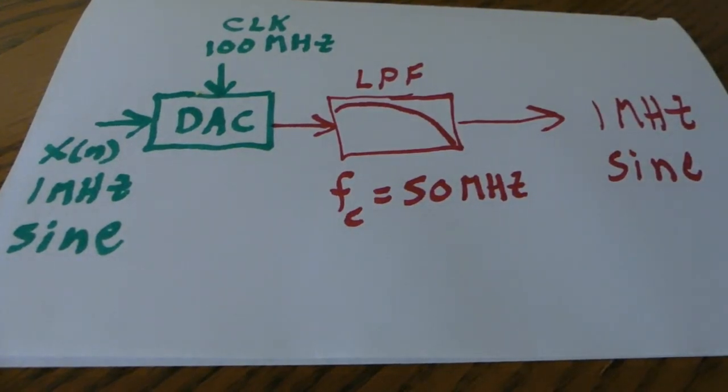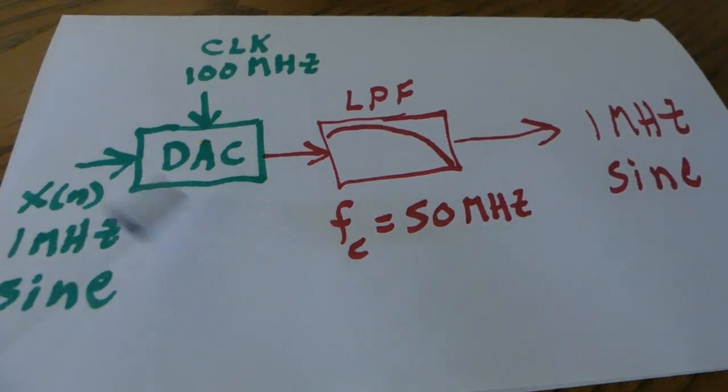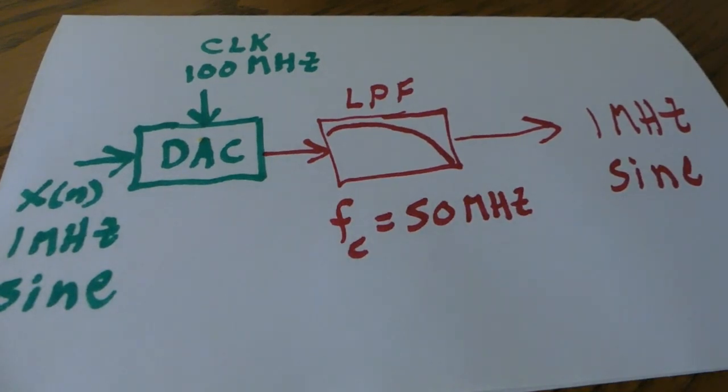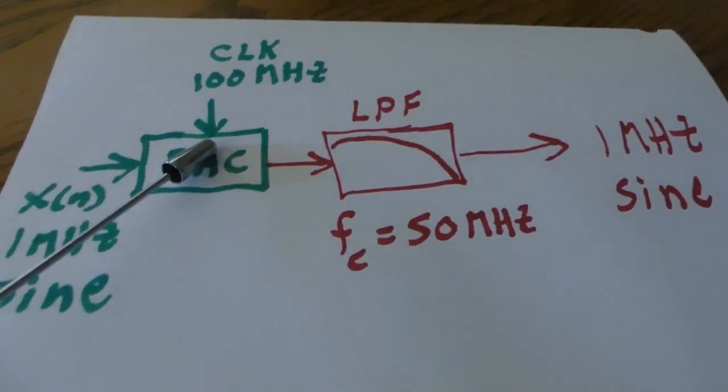Well, hi folks. Today we're going to talk about the Nyquist zones again, but in relationship to how we can use Nyquist zones when we're working with DACs, or digital to analog converters. So let's quickly go over our classical example here. We've got a 1 megahertz digital sine wave being fed into our DAC. Our DAC's running at a 100 megahertz clock.